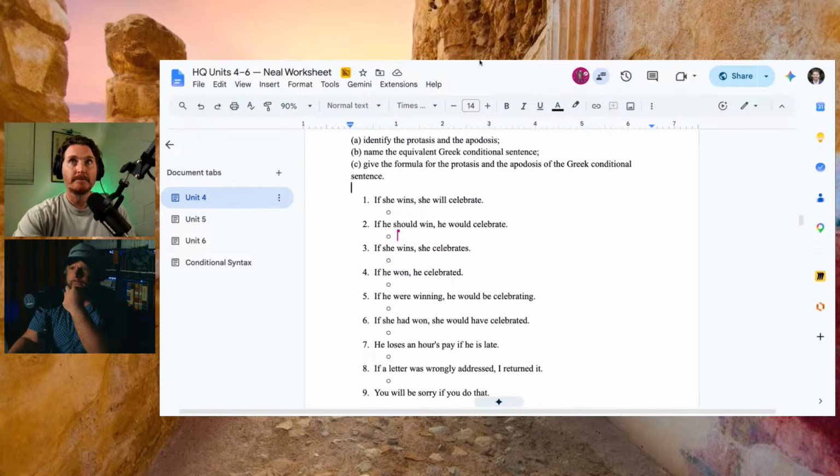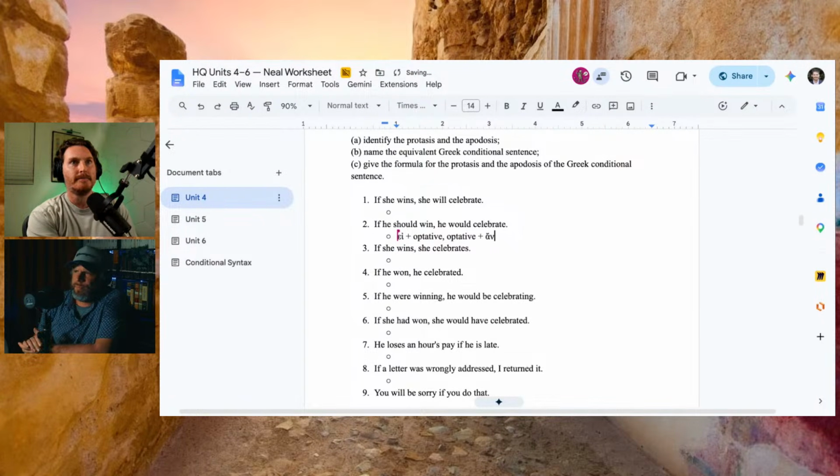So yes, that would be future less vivid. Yes, it would be future less vivid. So you would have A plus which mood? Optative. And then on the other side of the equation, you would have the optative. Oh, sorry. Plus on. Optative plus on. That's what it is.